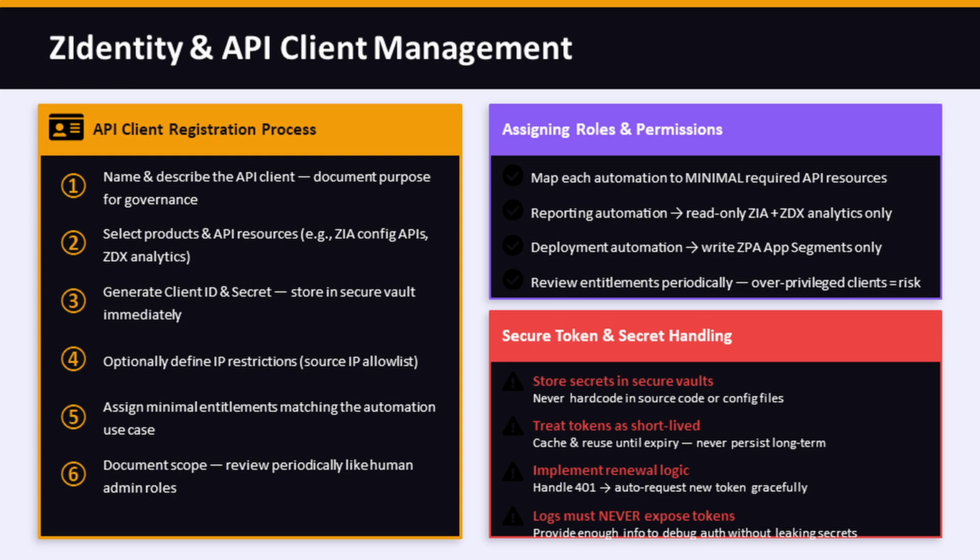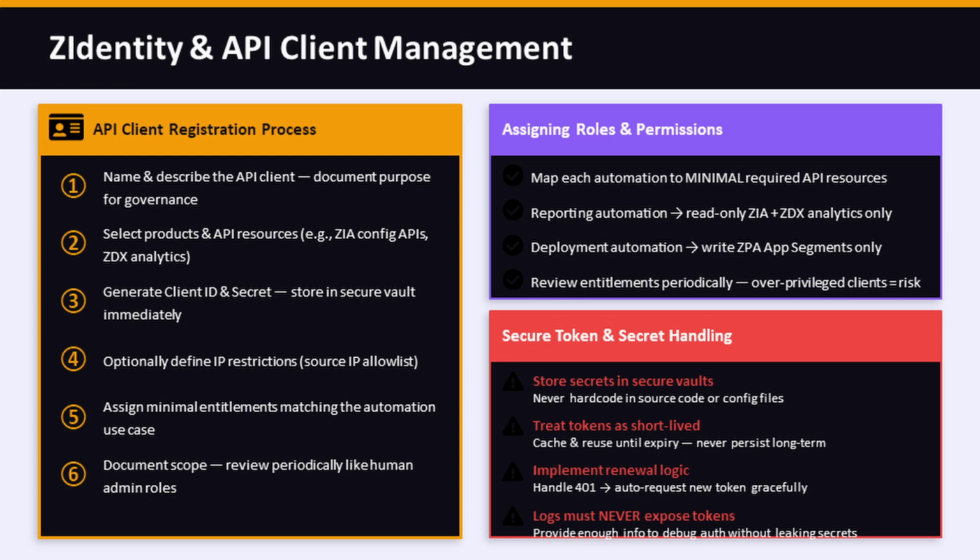On roles and permissions, this is where least privilege gets practical. A reporting automation should get read-only access to ZIA and ZDX analytics and nothing else. A deployment automation might need write access to ZPA app segments, but absolutely should not have the ability to modify ZIA firewall rules. These distinctions are enforced in Z-identity through token scopes. Overprivileged clients represent exactly the kind of risk that a determined attacker or a buggy script can abuse to make unauthorized changes.